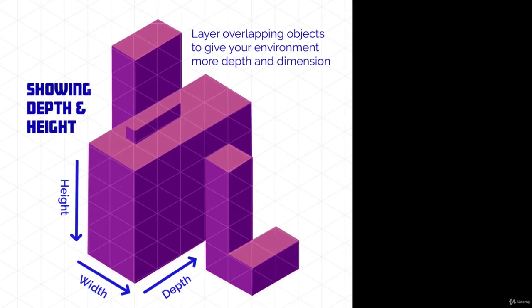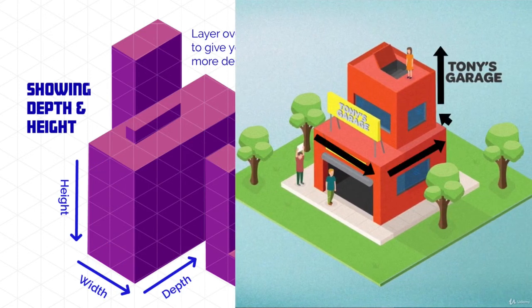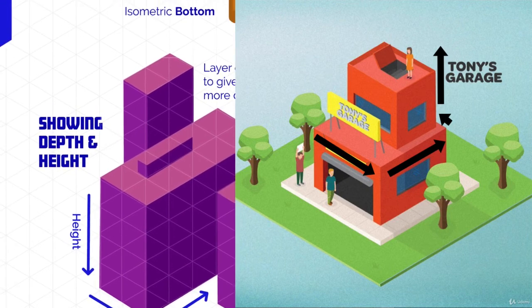We also need to talk about showing depth and height using the isometric grid. You can show height by extending items upward. You could show depth by extending items to the upper right or left diagonally. And lastly, you can show width by extending objects diagonally downward or upward. You can practice the art of layering different objects to create a layered, rich look, like in this example.